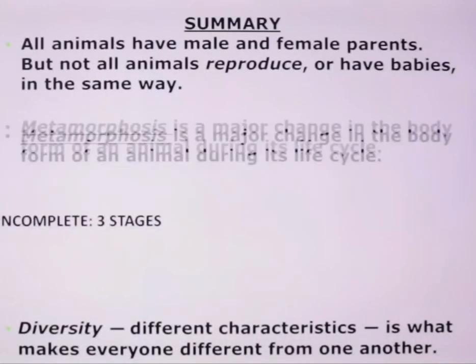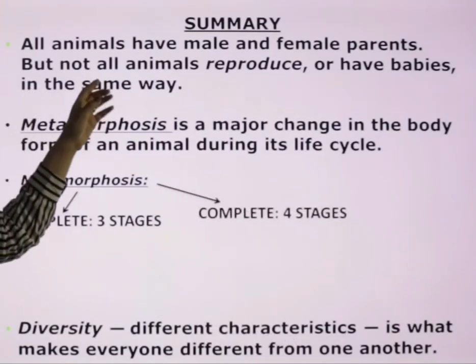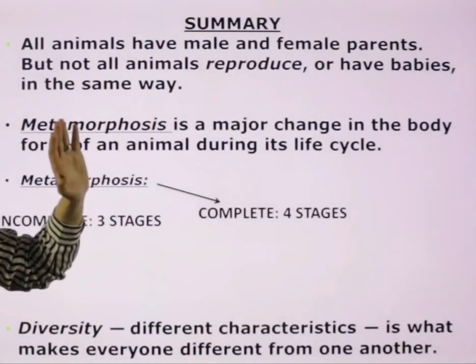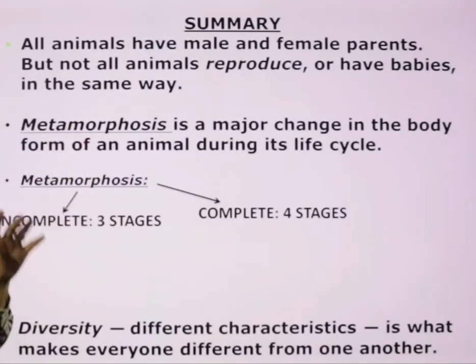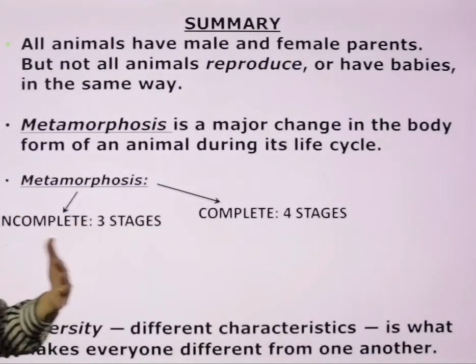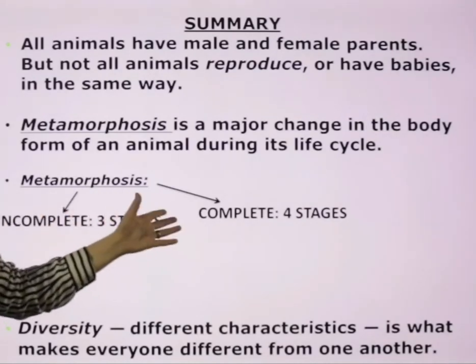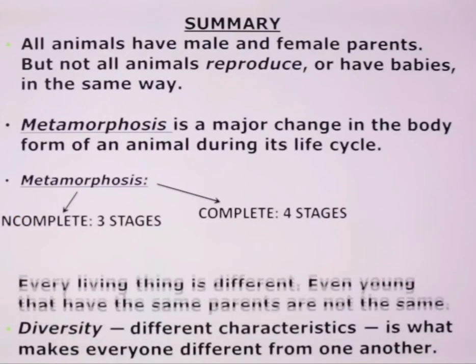So let's go to the summary. Number 1, all animals have a male and a female parent. That's a must. Every animal has a male parent and a female parent. But not all animals reproduce or make babies in the same way. Metamorphosis is a major change or a big change in the body of an animal during its life cycle. There are 2 types of metamorphosis: incomplete, which has only 3 stages, and complete, which has 4 stages.